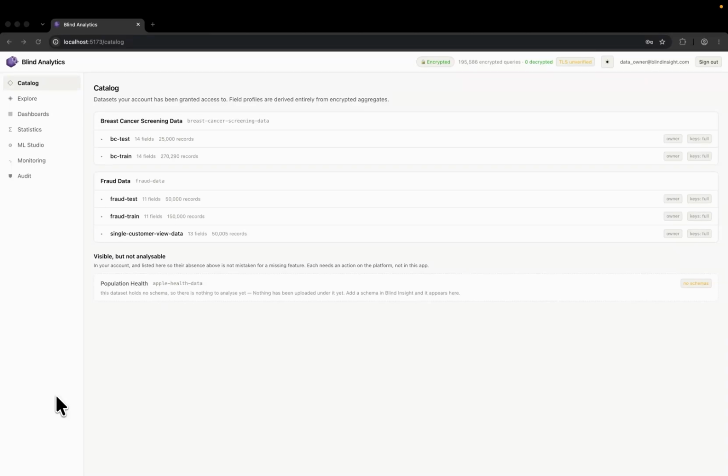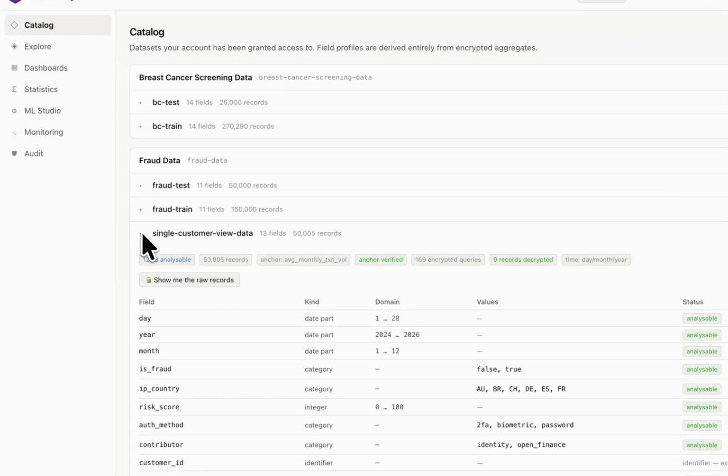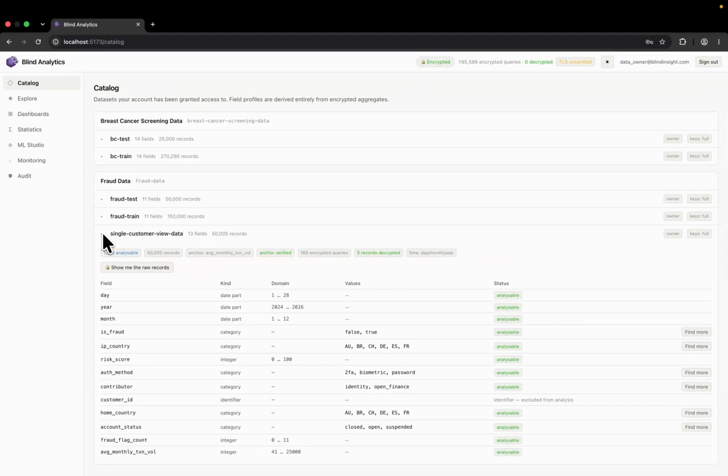It allows both the teams to put their data together without decrypting or exposing the underlying records. Both teams contribute their data to one single shared encrypted schema. The platform then automatically discovers the field ranges, categorical values, and the dimensions available for analysis. Sensitive identifiers such as customer IDs are classified separately and are excluded from analysis.